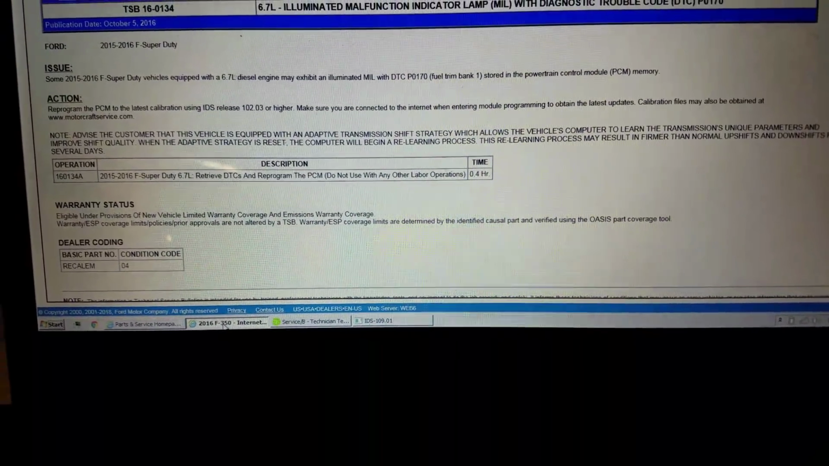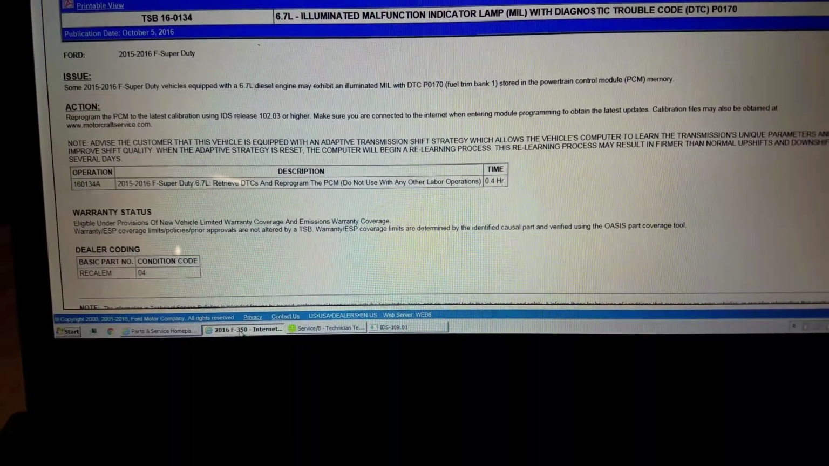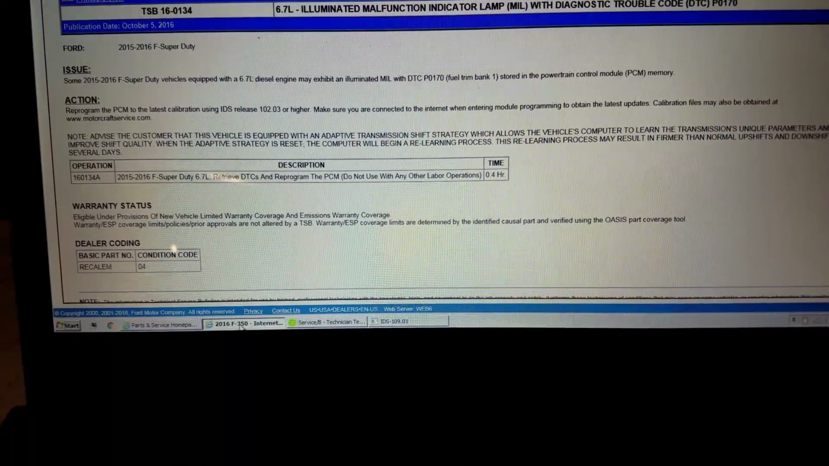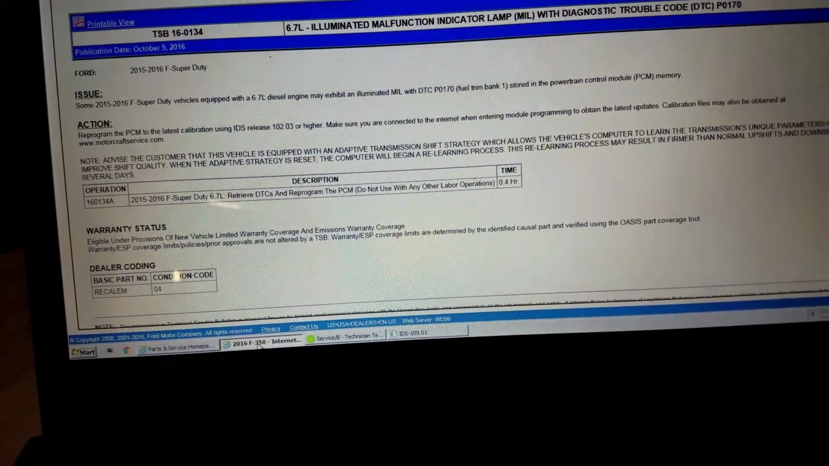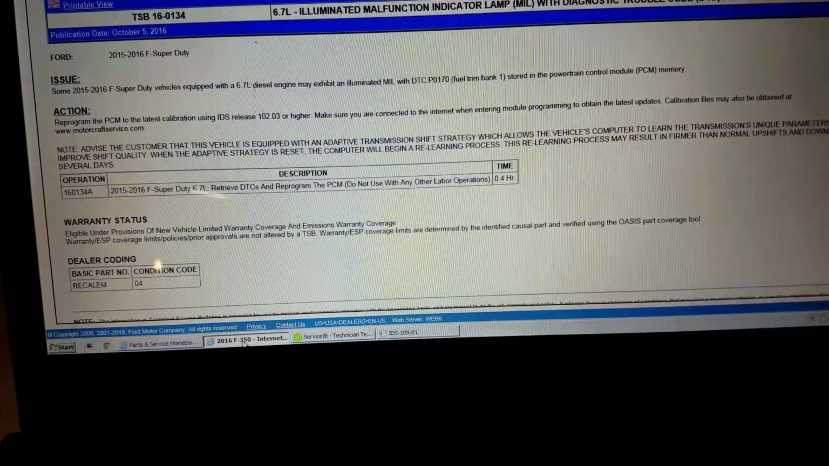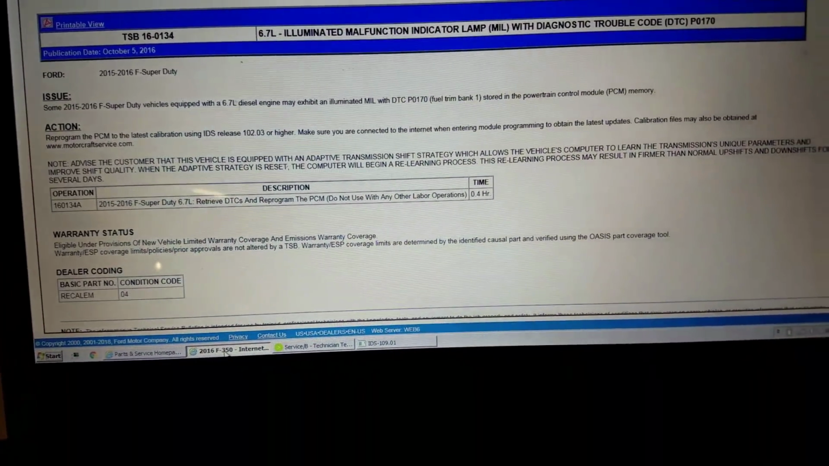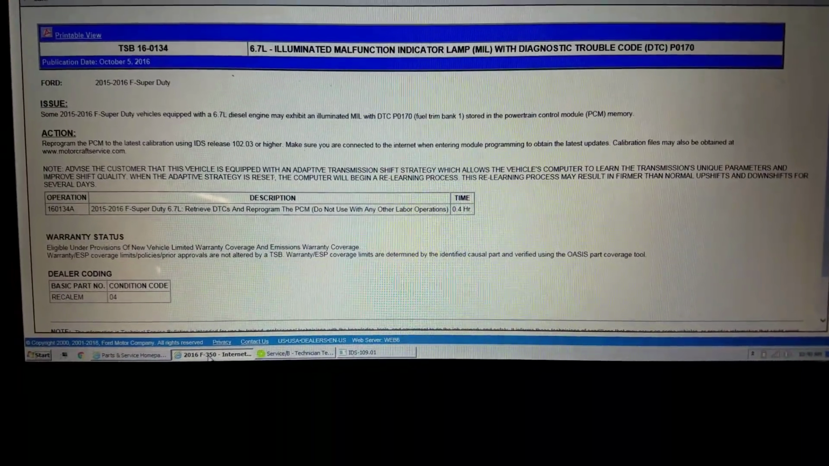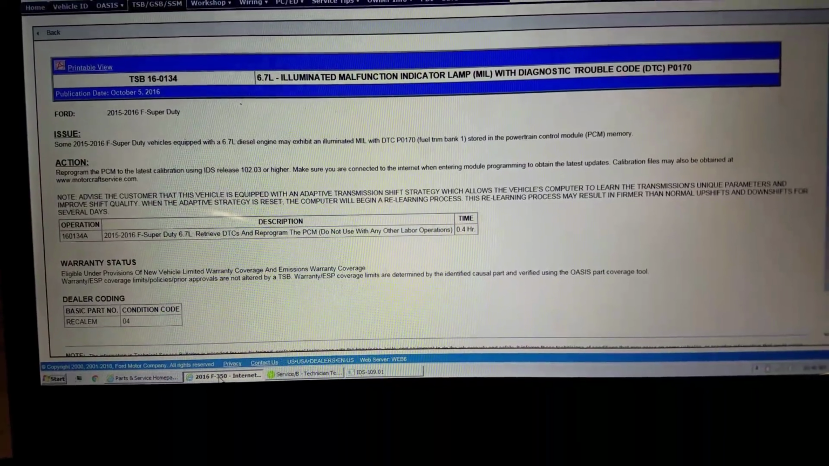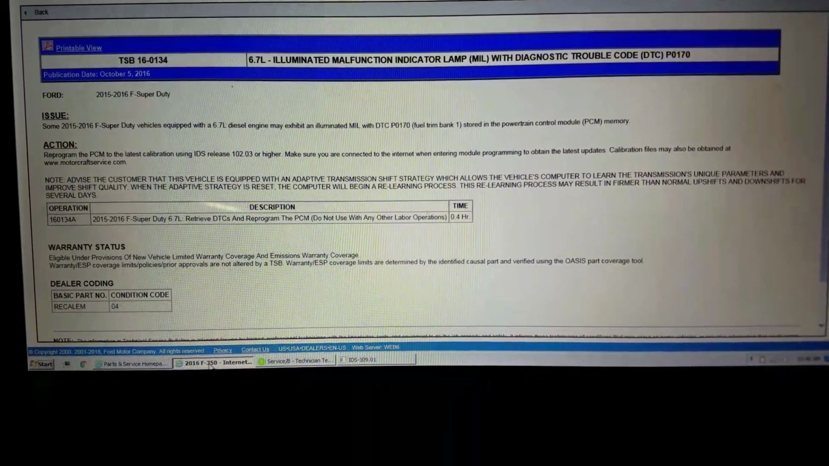When it's done, we're going to let the customer know that there is going to be a relearning process for the transmission, and until it keeps driving and learns how the customer drives, it will improve over maybe 50 to 100 miles. So, alright, we are going to do that, but the other DTC, I want to show you a little bit of the diag that I had to go through to figure out what was going on with that one.